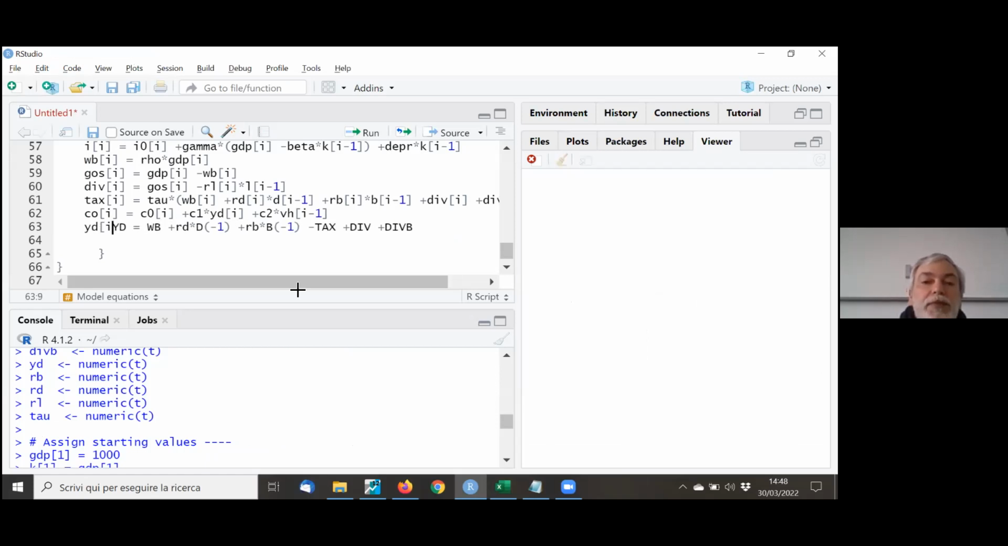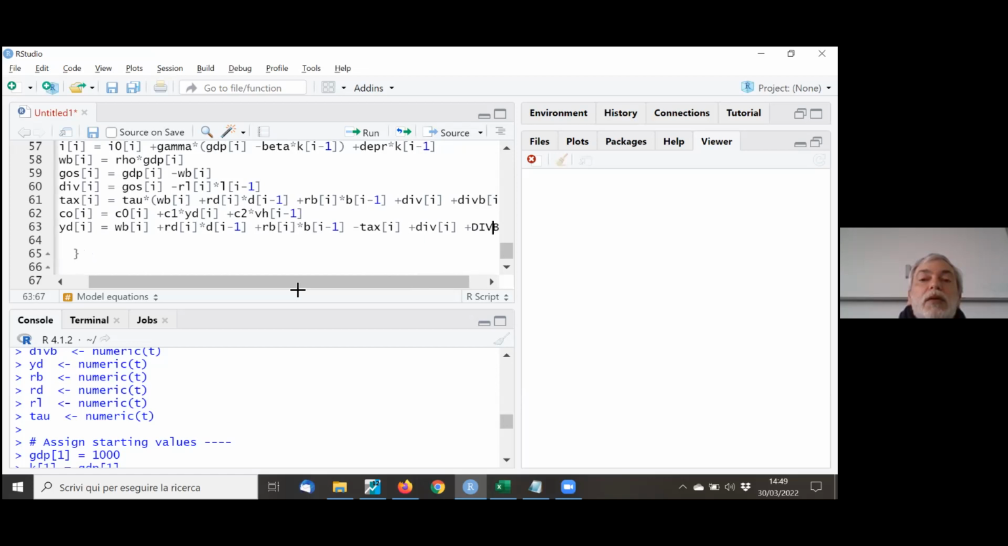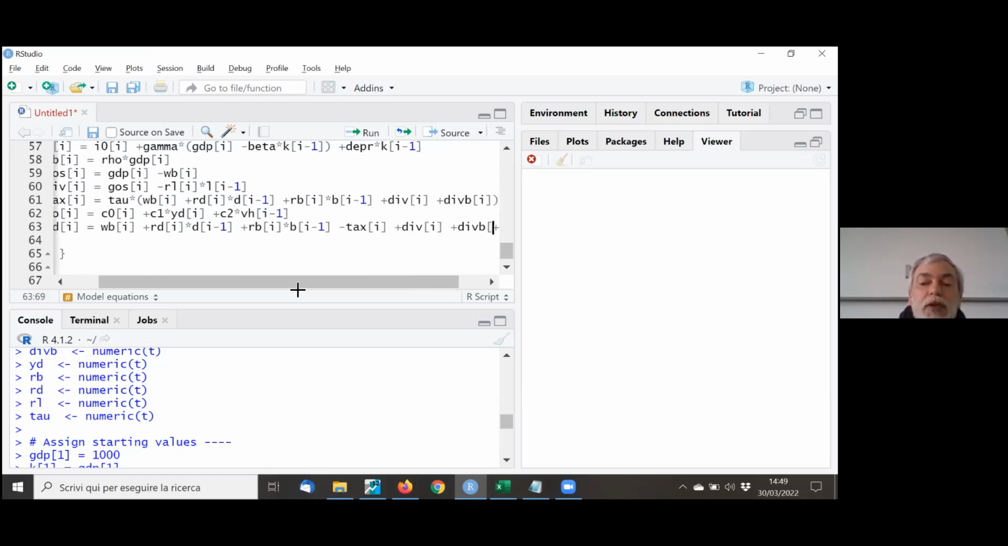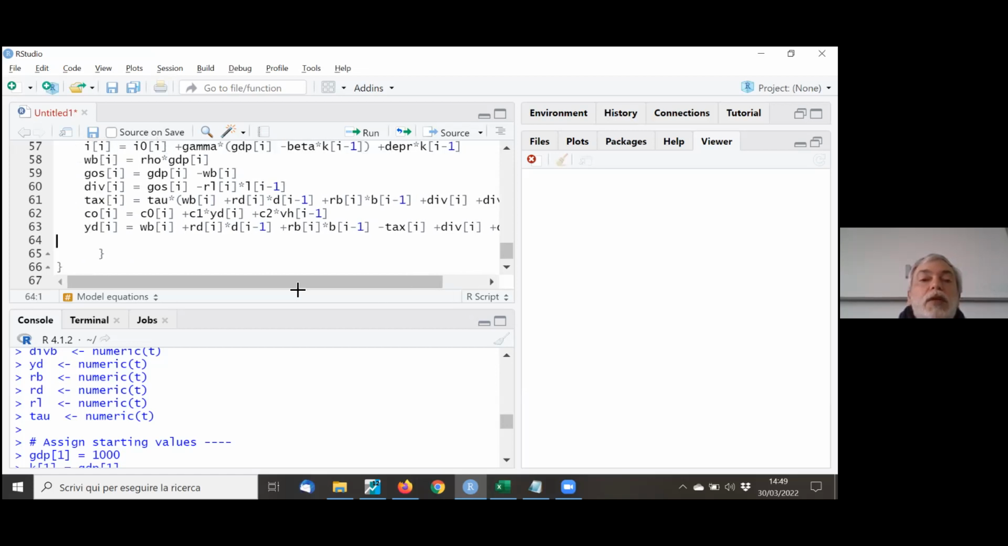Then we have YD. So YDI is equal to WBI plus RDI times DI minus 1 plus RBI times BI minus 1 minus tax I plus div I, plus div B. Okay.